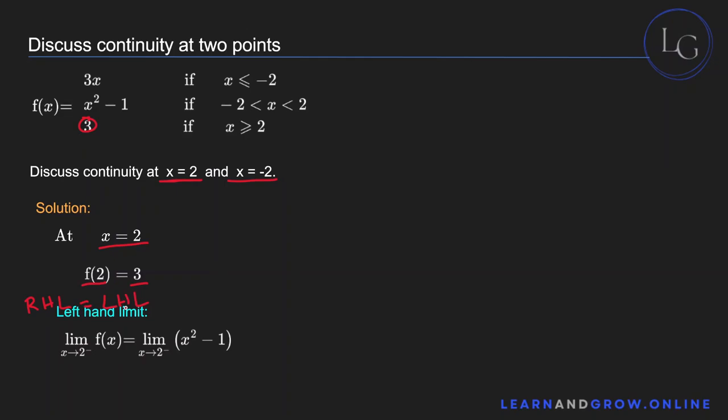So the limit of f of x as x approaches 2 from the left-hand side is basically the limit of x squared minus 1 as x approaches 2. Why is it this particular one? Well, because when x is less than 2, the value of the function is x squared minus 1, which is why we've taken this one. So now that you input 2, you get 3. So far, so good, because that's what we have here.